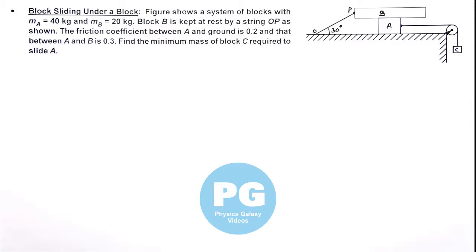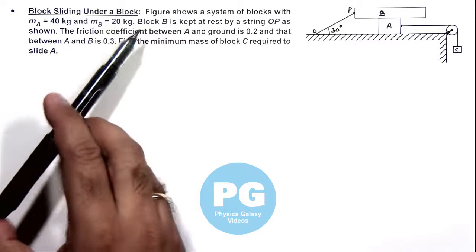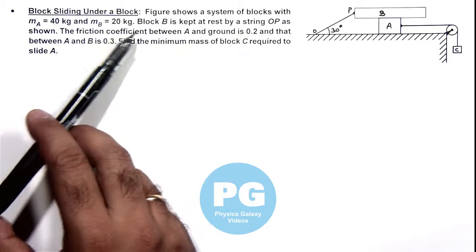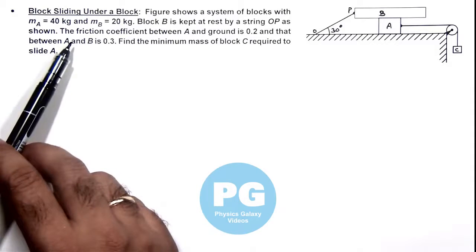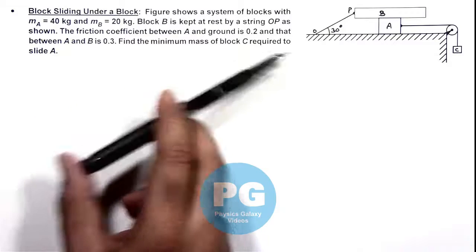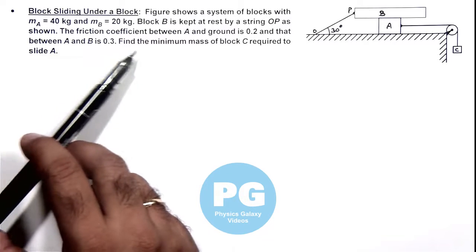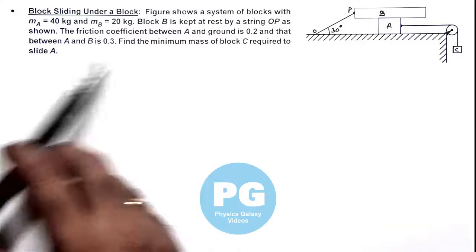This illustration is analyzing a block sliding under a block. Here the figure shows a system of blocks with masses 40 and 20 kg, and the block B is kept at rest by a string OP, as we can see. The friction coefficient between A and ground is 0.2 and that between A and B is 0.3. We are required to find the minimum mass of block C required to slide the block A.